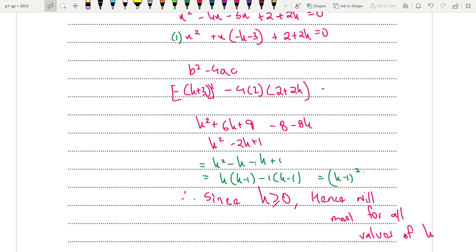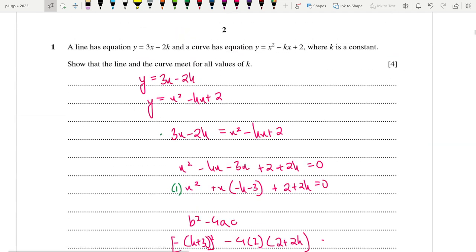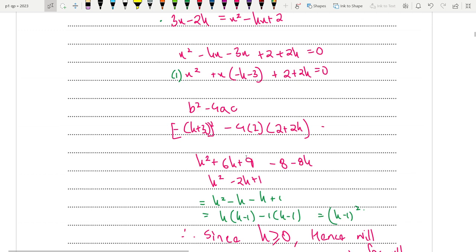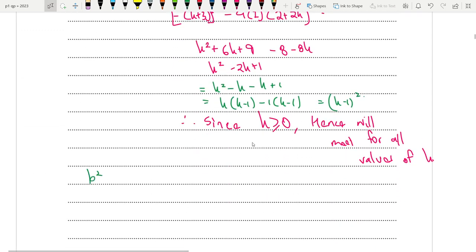Or since it is always non-negative, they will meet for all the values of k, because we want b squared minus 4ac to be greater than or equal to 0 for this to be valid. So the value for b squared minus 4ac is k minus 1 whole square, which is greater than or equal to 0.